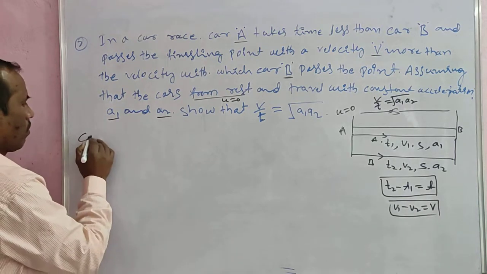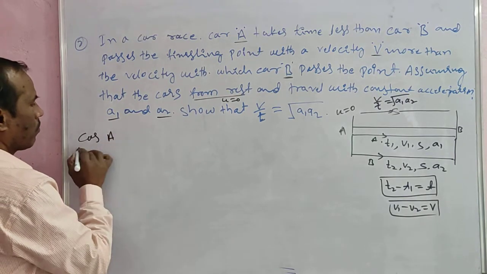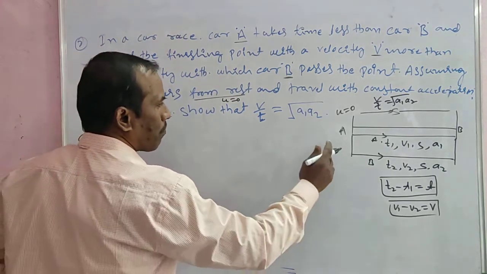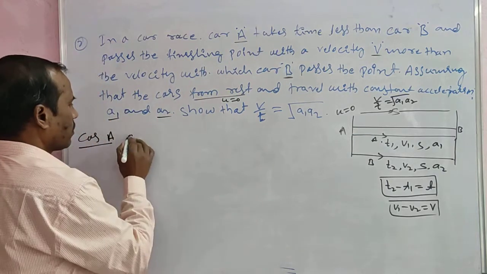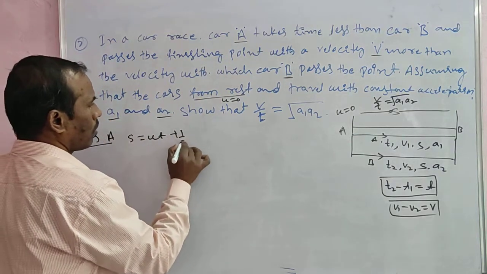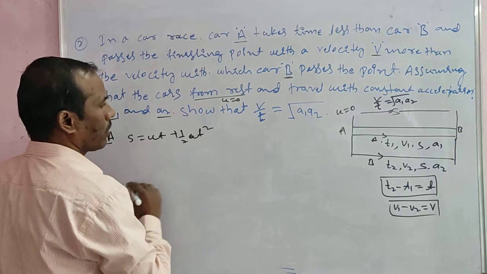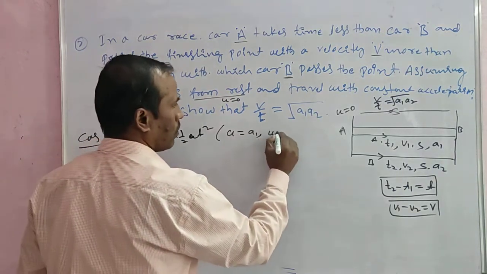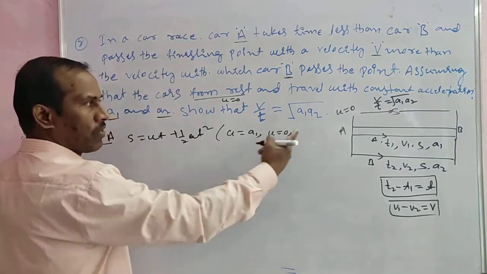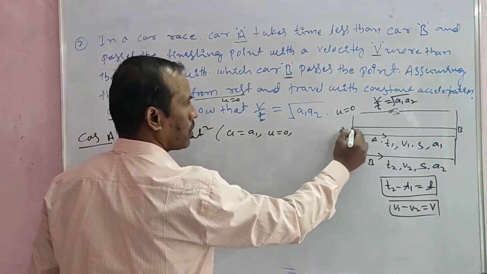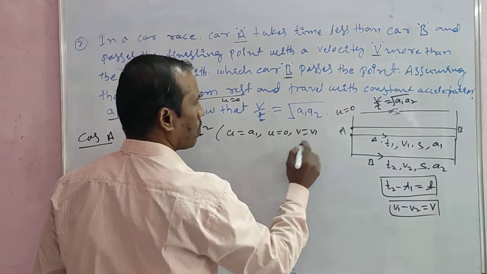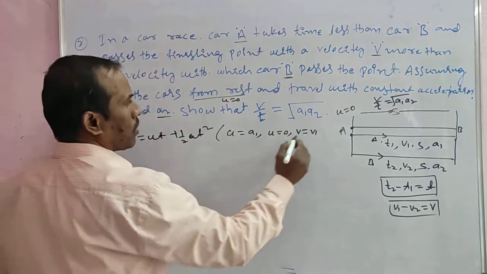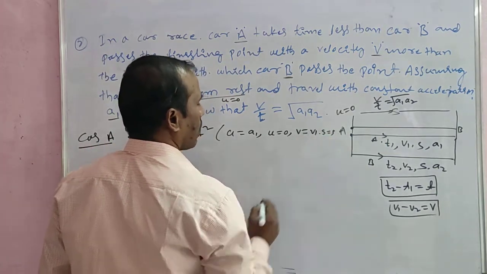For car A, the displacement is constant. From the displacement formula, S is equal to ut plus half at square. In this case, a is equal to A1, u is equal to 0, the initial velocity of the car at point A, and v is equal to V1, the final velocity. Also S is equal to S.